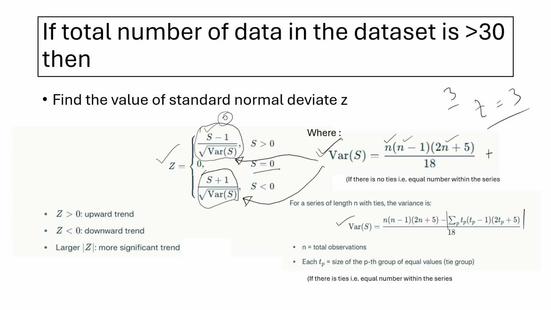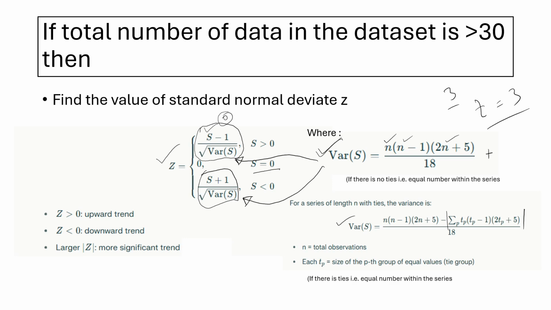Will be 0. Mind it, I have said S, for sometime S can be equal to 0. So in those cases, Z will be 0 also. And remember, if Z is greater than 0 after calculating, if you find a positive Z and it is more than your critical Z, then it implies an upward trend, and otherwise a downward trend. Matlab, if it is a negative Z, then it is a downward trend.